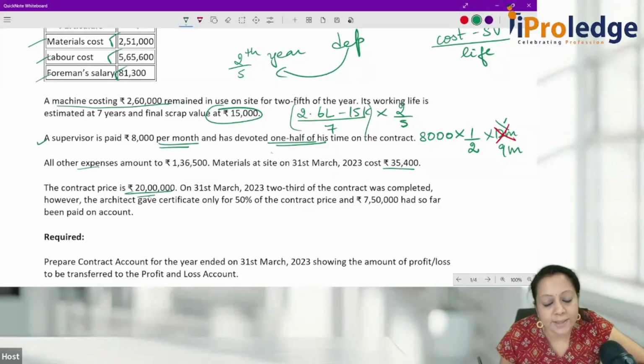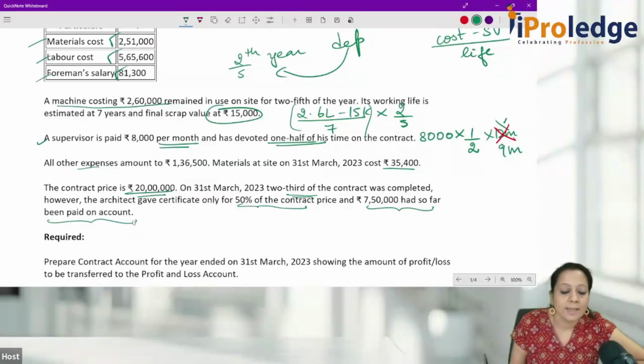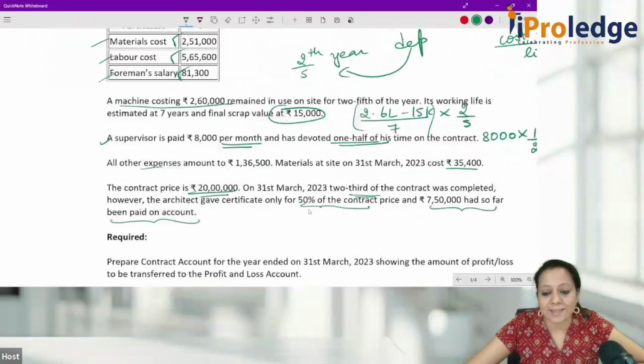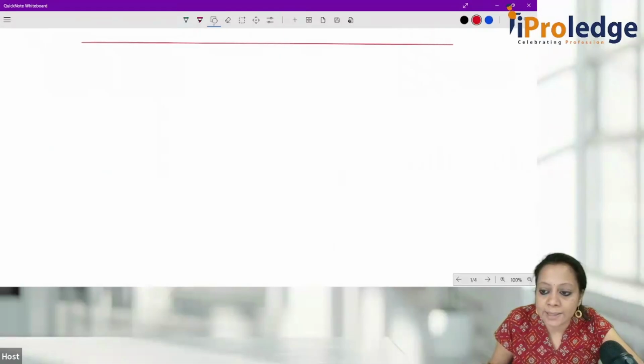Now the contract price is 20 lakhs. Two-thirds of the contract was completed. The architect gave a certificate only for 50% of the contract price. Then 7,50,000 had so far been paid on account. So that means the cash received is 7,50,000. Very nice. Prepare contract account for the year ended 31/3/2023, showing the amount of profit or loss to be transferred to the profit and loss account. Okay, shall we start this? Yes, dears. Superb. So wonderful question. It is a past exam June question.